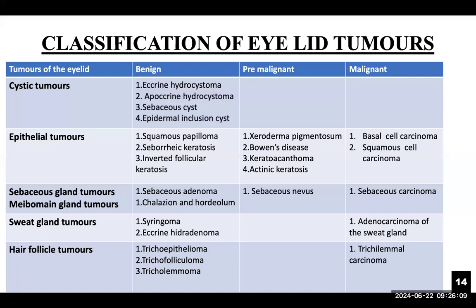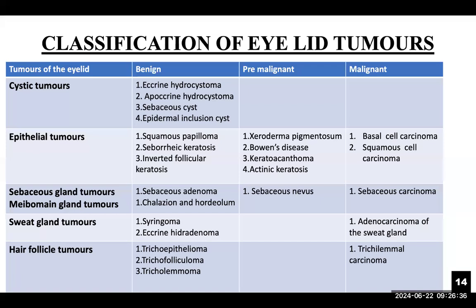A squamous papilloma arises from the stratified squamous epithelium of the skin, while seborrheic keratosis is a benign lesion arising from the basal epithelium. The inverted follicular keratosis is thickening of the keratin layer around a hair follicle, and this thickening can be so great that it can form a cutaneous horn.